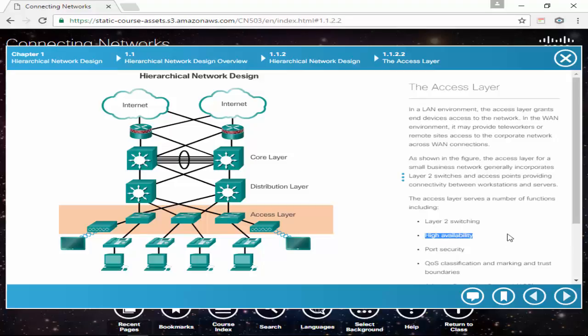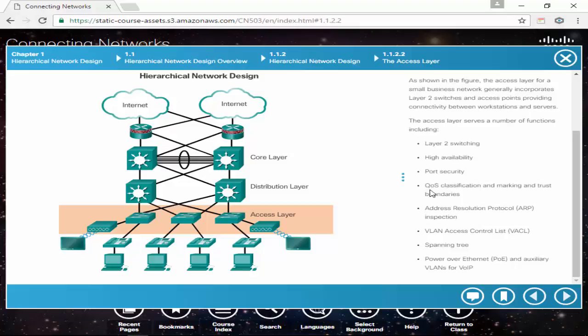High availability, well, if we shut down where our access points go, nobody's getting on the internet. So that's basically what that's saying. Port security, that's that layer 2 security where we're filtering on MACs. QoS and marking trust boundaries. Okay, so probably our QoS here would be layer 2 QoS, where we classify it at layer 2.